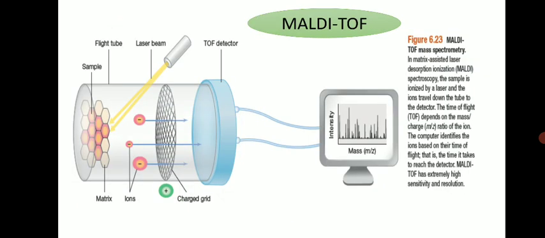Similarly, here is another figure that shows MALDI-TOF working. First the sample is converted into gaseous ions, and the ions are detected by the detector, and the time between gaseous conversion and reaching the detector is measured, and that is known as time of flight.